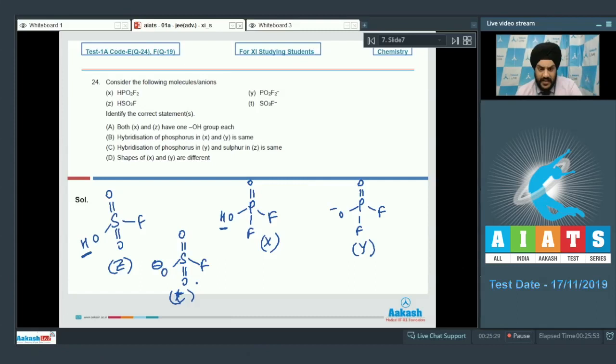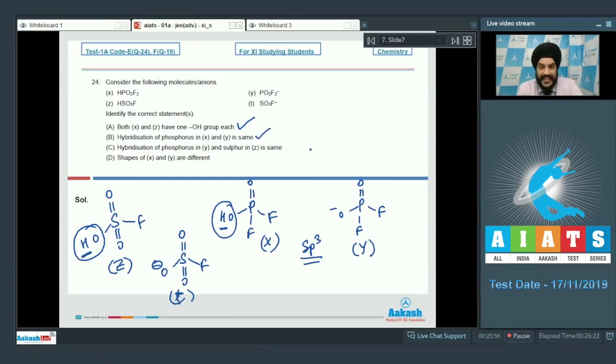Now if you look at the options, option A says both X and Z have one OH group each. So this is correct, students. We can clearly see that both X and Z have one OH group each. If you talk about the second statement now, hybridization of phosphorus in compound X and Y is same. So this is correct, students. In both these compounds, the hybridization of phosphorus is sp3. So statement B is also correct.